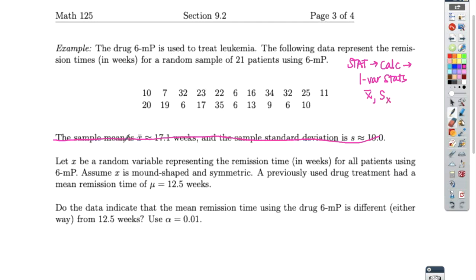Point being, it's friendly if they give it to you in the problem, but they don't have to, and if they don't, you can easily find it using your calculator. In this case, we don't have to. The sample mean is given as 17.1 weeks, and the sample standard deviation is approximately 10.